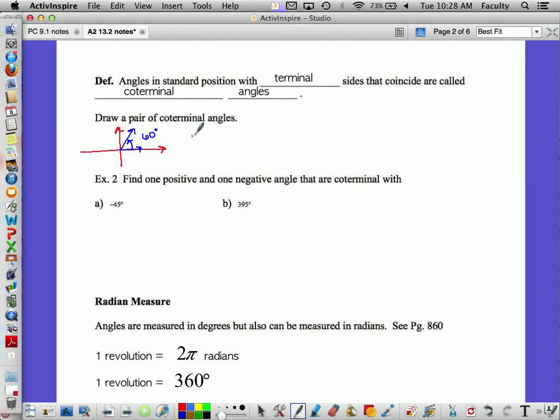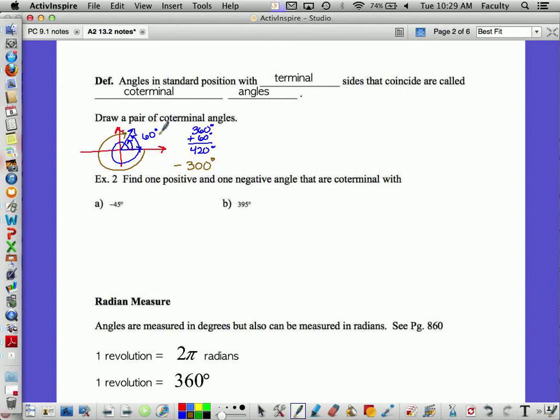So another would be, I could go all the way around, so 420. Do you see how that's coterminal? It has the same stopping side. The other one I could do is I could start here and go in the negative direction. What would be that negative angle if I'm rotating all the way around? 300, good. And it's actually negative 300. So 60 degrees, 420, negative 300 are coterminal angles. And there's actually infinitely many. You can just keep whipping around and around and around either direction.